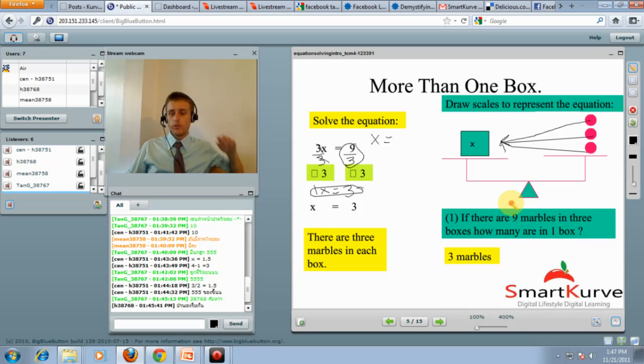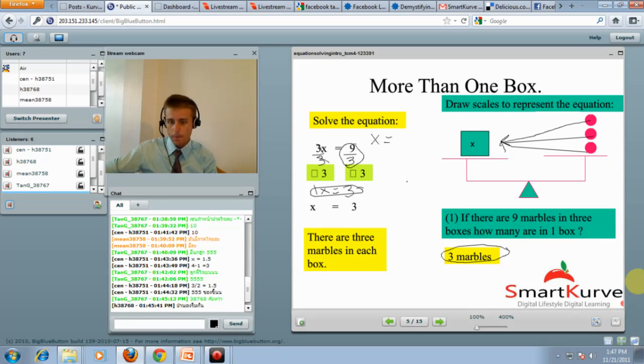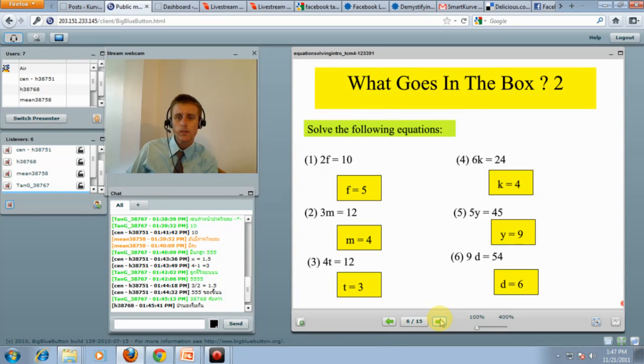If there are 9 marbles in 3 boxes, how many are in 1 box? 3. 9 marbles in 3 boxes. How many are in 1 box? This is the equation we're looking at. Okay, what goes in the box? Part 2.